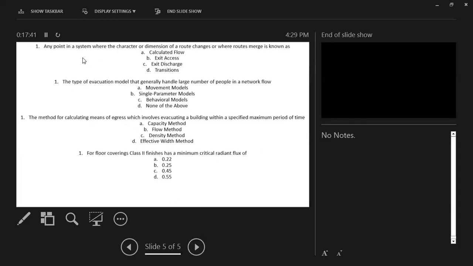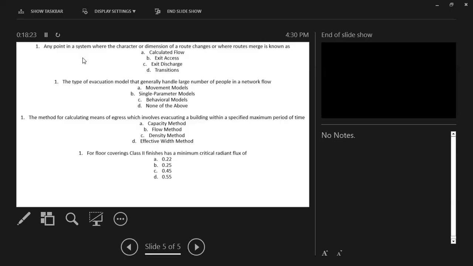Okay. Any point in a system where the character or dimension of a route changes or merges is known as... So in pipings, everywhere, wherever we have any type of route that expands or merges, what happens? Your flow is affected, right? So they are known as transitions. Okay.